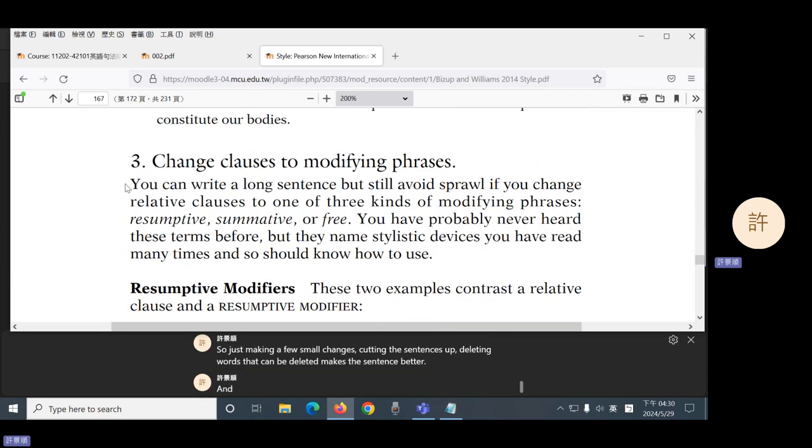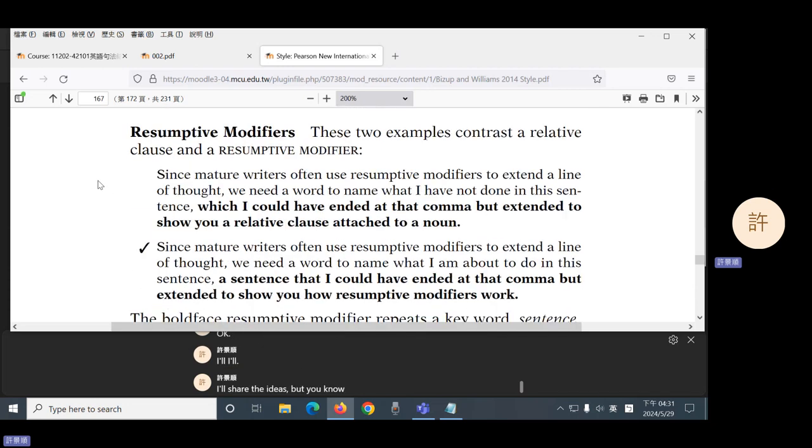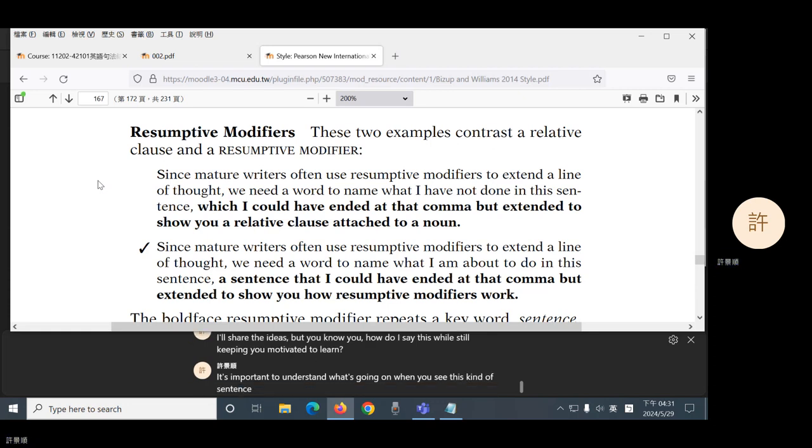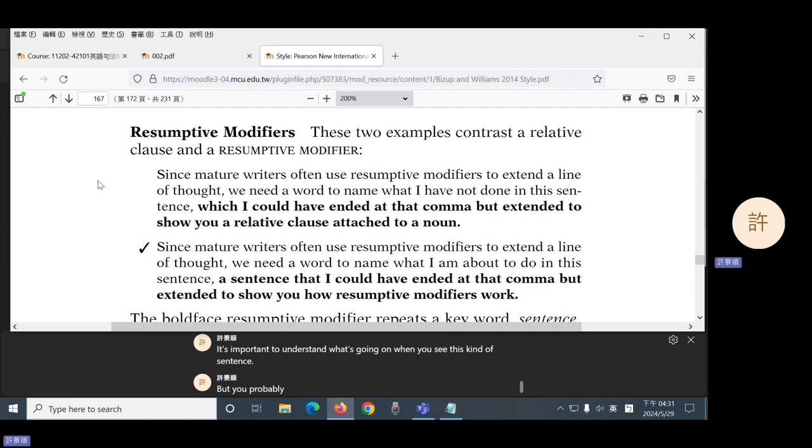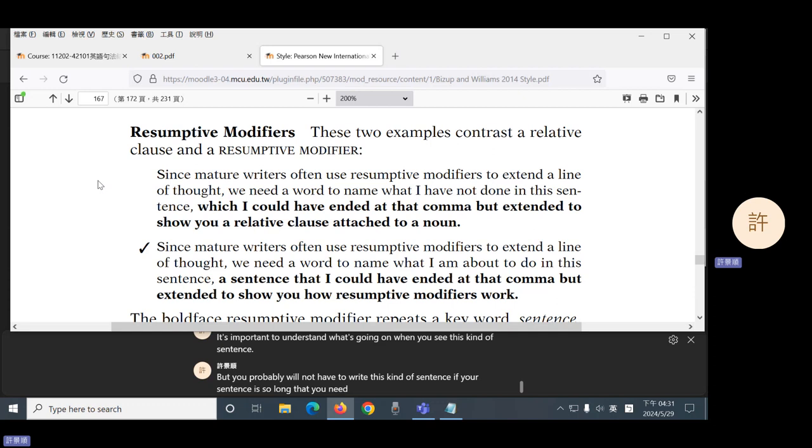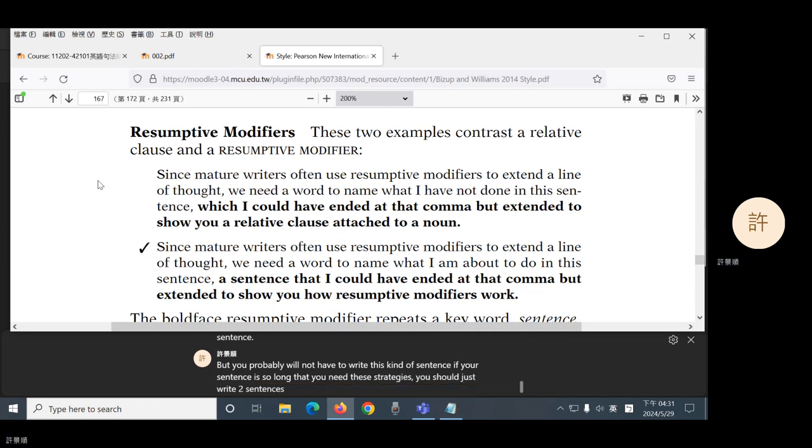And then you can change to modifying phrases. I don't want to talk about this. This is too complicated. And it's okay. I'll share the ideas, but how do I say this while still keeping you motivated to learn? It's important to understand what's going on when you see this kind of sentence. But you probably will not have to write this kind of sentence. If your sentence is so long that you need these strategies, you should just write two sentences.